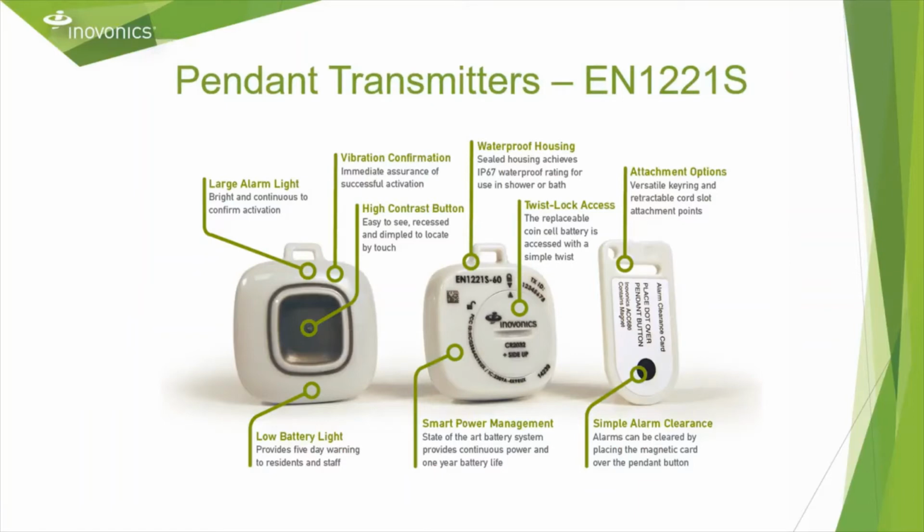The EN1221S has a 1 year battery life, large LEDs to indicate different status messages that are easy to see, vibration confirmation to provide immediate confirmation that the button has been activated, waterproof housing that achieves IP67 waterproof standards, and an optional clearance card for quick clearance alarms.